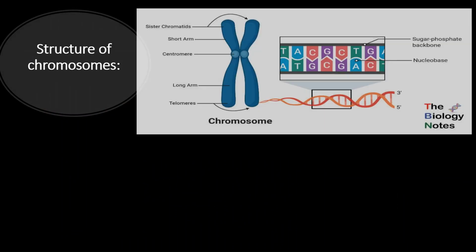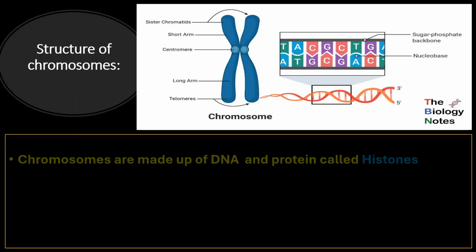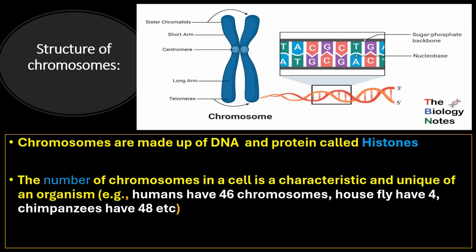Now let us study the structures of chromosomes. And this is something we already know. And as a revision tool, we need to know something about the structure of chromosomes. Chromosomes are made up of DNA and protein, a special kind of protein called histones. The number of chromosomes in a cell is characteristic and unique of an organism.